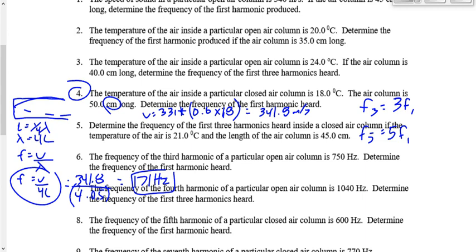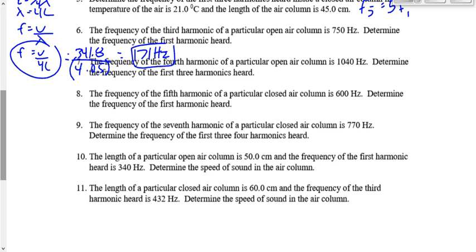Now, number 9, somebody asked me about number 9 as well. It says the frequency of the seventh harmonic of an air column is 770. What's the frequency of the first 4 harmonics heard? Well, remember what we said. We always go through the first. If this is F7, then F1 is going to be F7 divided by 7. So 770 divided by 7, F1 is going to be 110 hertz.